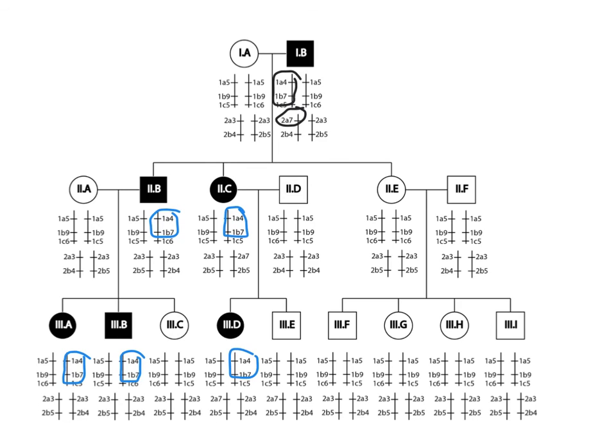This is an important double checking step. Nobody else, I think, has 1A4 or 1B7. So it looks like there's a perfect correlation between your inheritance of this region of chromosome 1 and whether or not you get the disease. Does this look like dominant or recessive? It's dominant. It's in every generation.